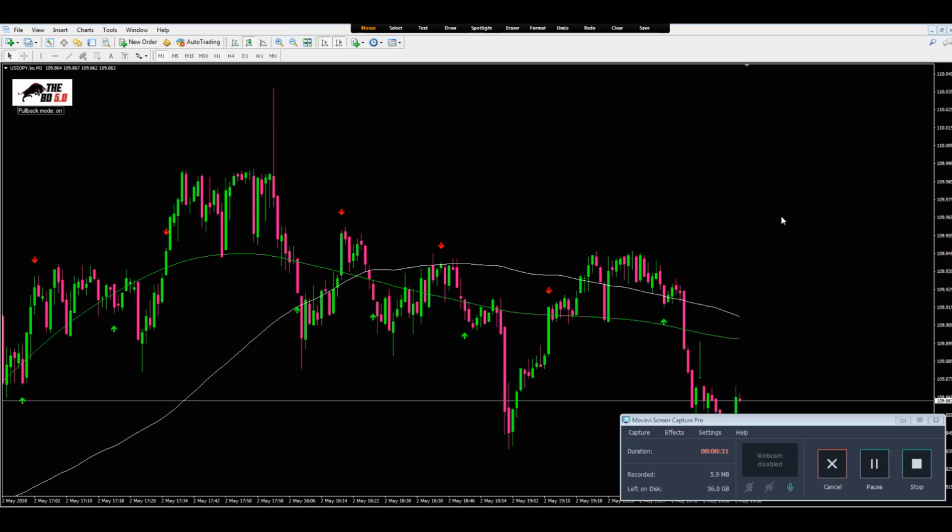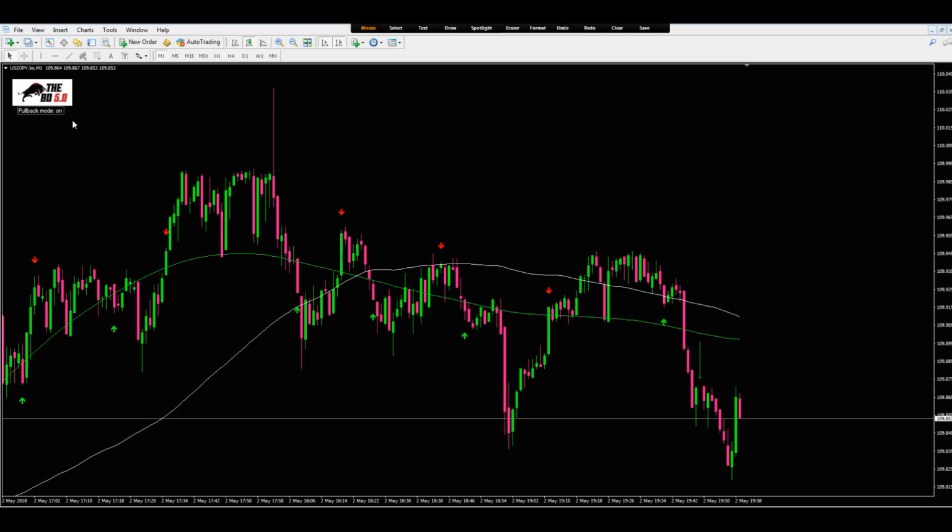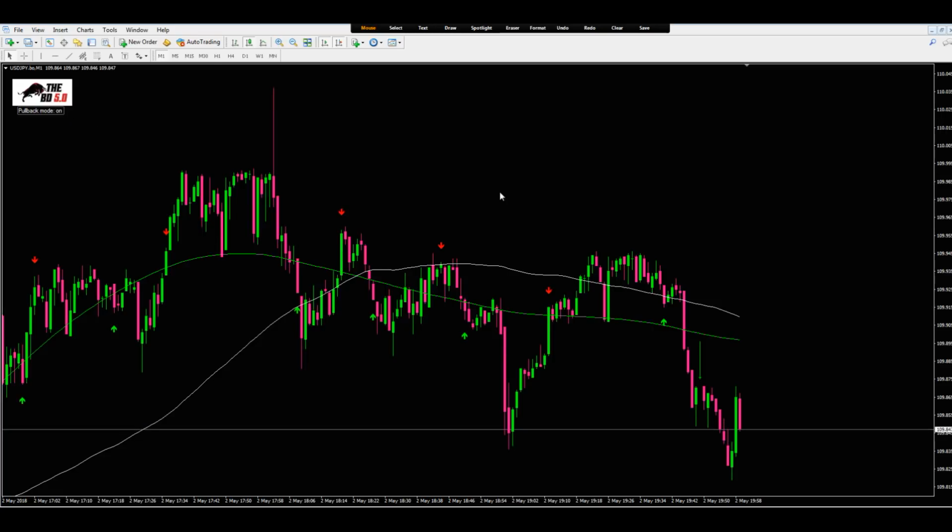So I want to be using the Binary Destroyer here. This is actually the 5.0. It hasn't been released yet. We are still testing it, but I'm going to be doing some binary trades using 5.0. I'm going to be breaking down the markets and explaining to you what's happening.